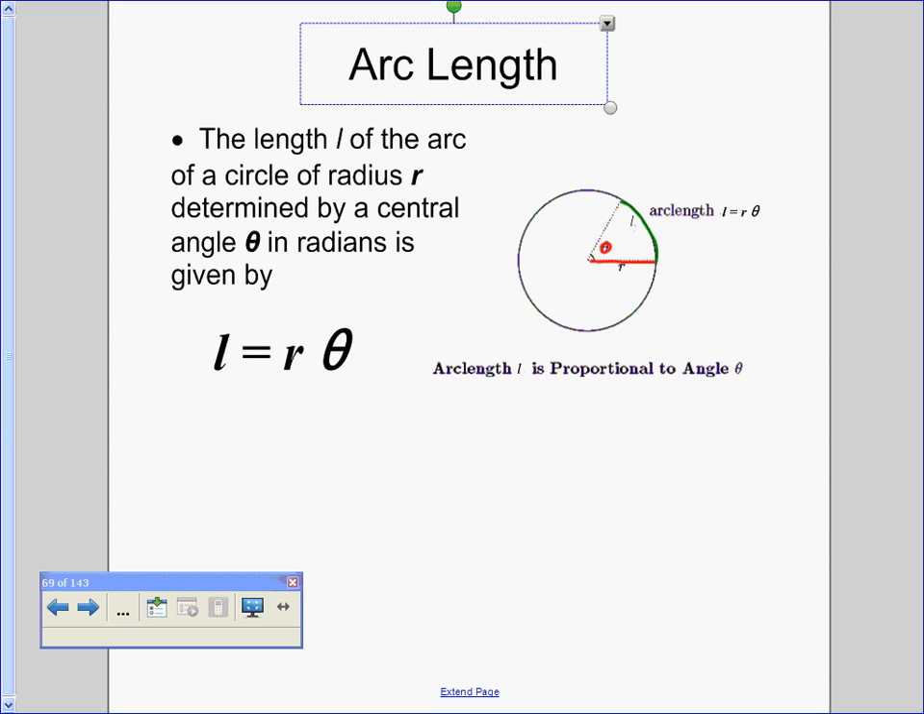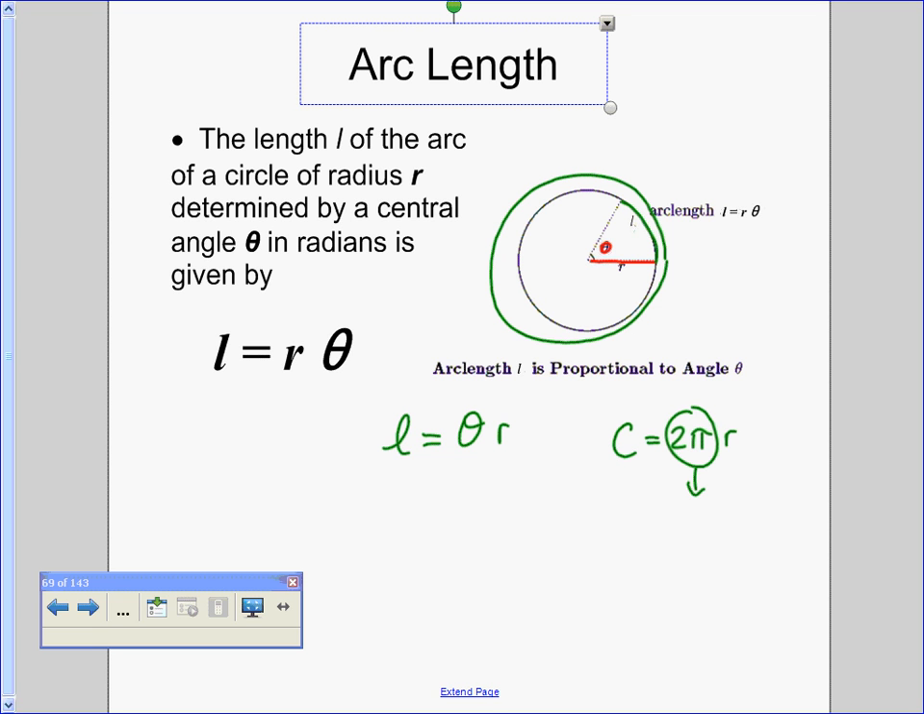I think the easiest way to think about this is, we know the formula for circumference is 2 pi r. This 2 pi right here is the part of the circle that we're moving around. So if you think about the full circle being 2 pi, well, we're not traveling that full 2 pi radians, that being the angle measure. So arc length, our L, is going to be theta times our radius.